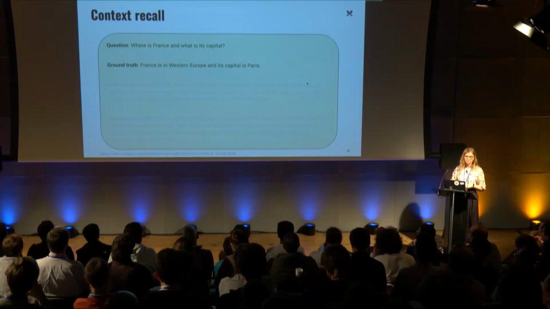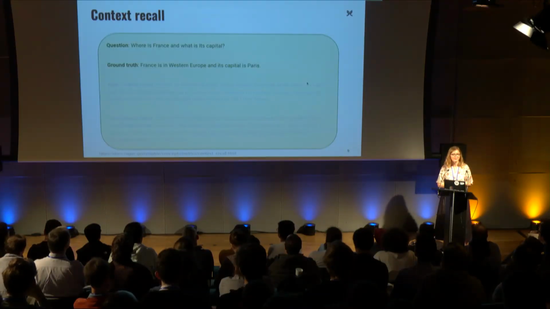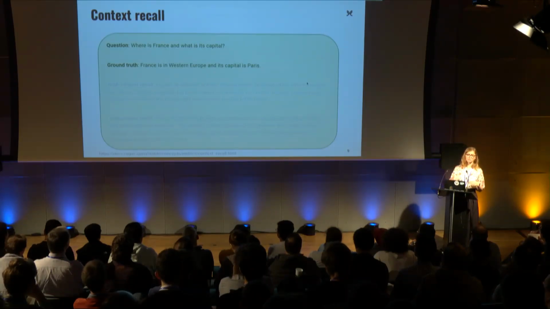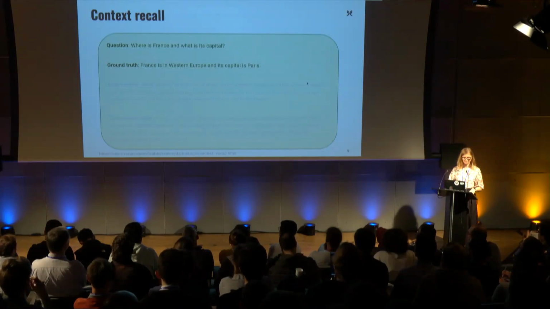So let's dive a bit into context recall just to see where LLMs are playing their part, because we actually want to evaluate those LLMs that help us with the metrics. So where are they? Just for the intuitions, context recall. This example is based on the RAGAS example, which has super great documentation if you ever come by. The question is: where is France and what's its capital? And the ground truth answer is: France is in Western Europe and its capital is Paris.